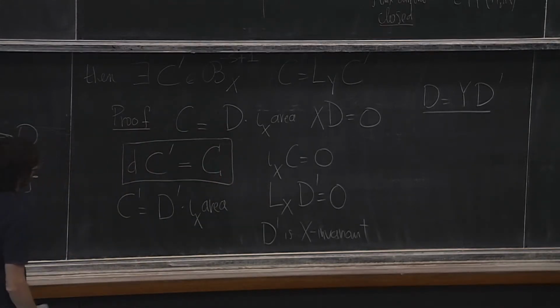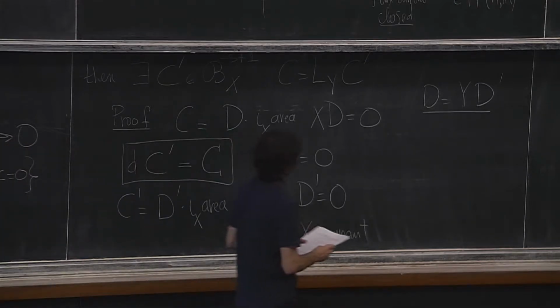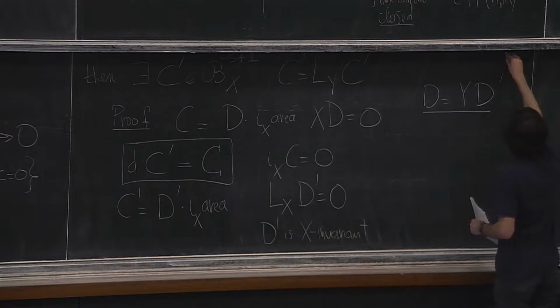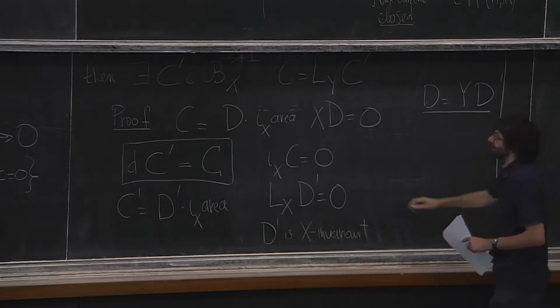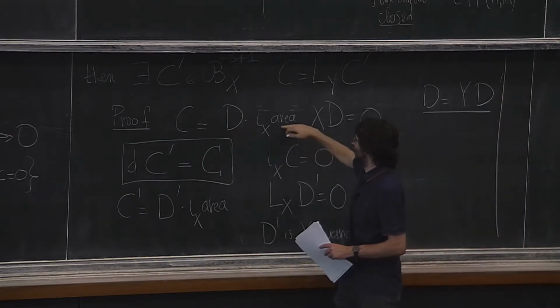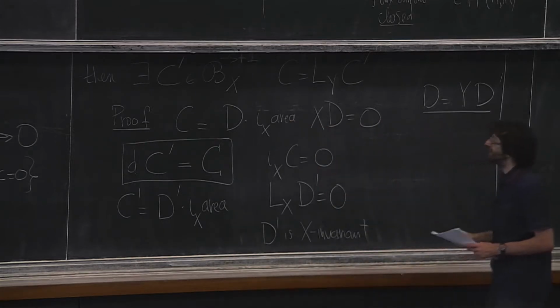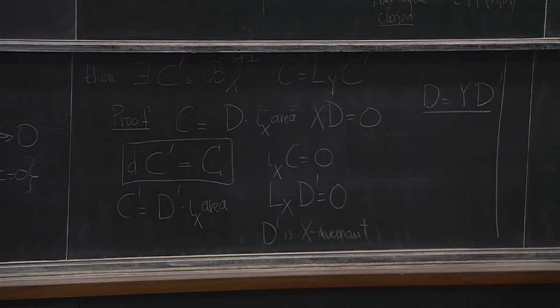So that's a sketch of the calculation. It's not especially enlightening. And you can think of this D being a function and i_X area being dx, and it works fine.